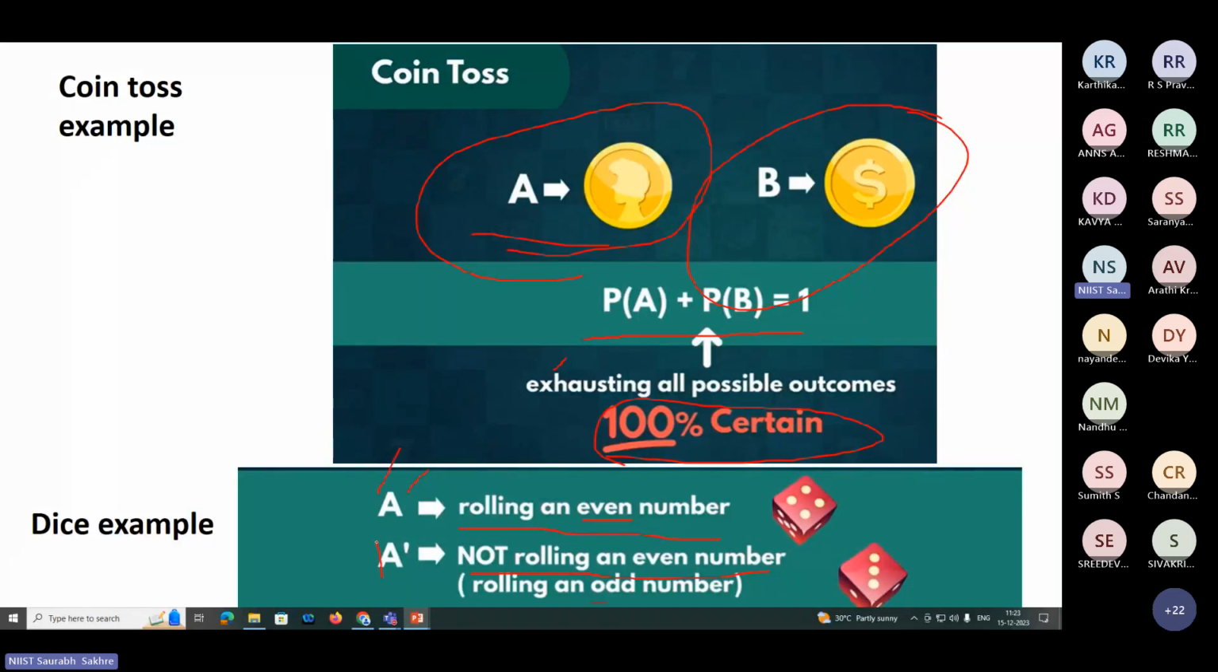So A dash will be 1 by 2, because out of 6, 3 will be even numbers and 3 will be odd numbers. 1, 3 and 5 will be odd, and 2, 4, 6 will be even. So of course at a time either an even number will come or an odd number will come. Together it will be 100%.